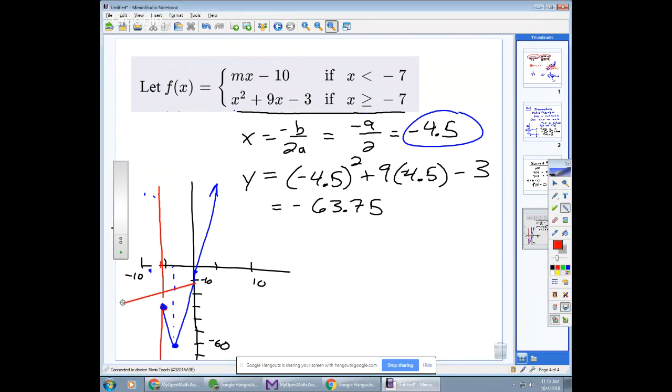But we don't know the slope of it, right? Just a little bit. There. So this line could be slope positive, it could be slope negative, right? And I'm only concerned about the part of it to the left of that vertical line at x equals -7.